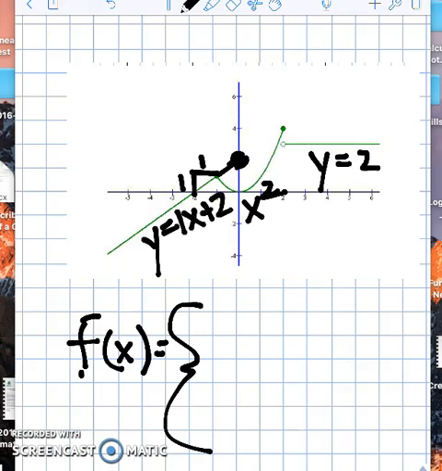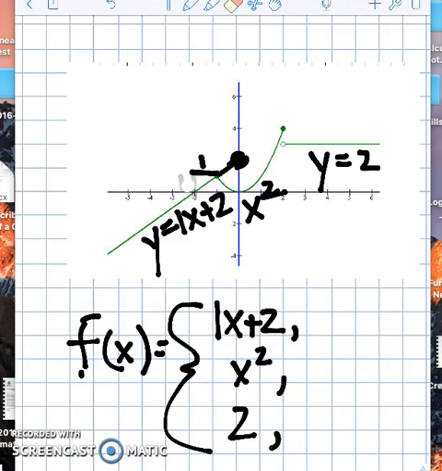So our 3 parts of the equation, they're going to go here. So we have 1x plus 2, x squared, and 2. We don't need to write the y equals because we already have that f of x there. And after each of these, we're going to put a comma, and we're going to say when we use this. So let's go back to this graph. Maybe I'll erase that from there.